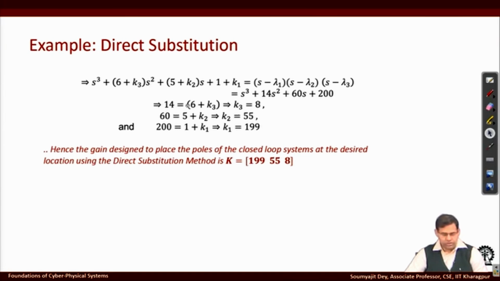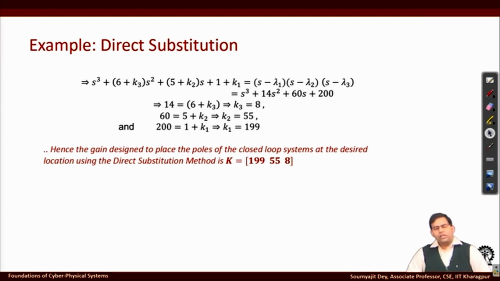So 6 plus K3 is 14. Similarly, the s coefficient is 60, that is equal to 5 plus K2. So from this you can solve and get K3 equal to 8, K2 equal to 55, and K1 equal to something. So essentially you have a system of equations with the number of equations the same as the number of variables, and that gives you a unique solution, which gives you these values of K1, K2, and K3, which essentially gives you the controller.